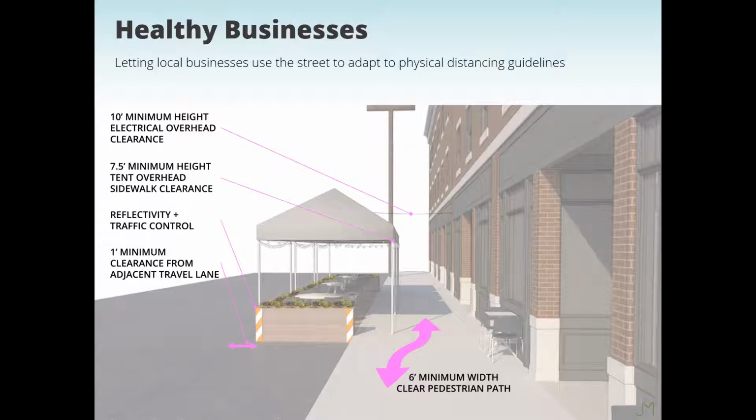One other thing to note with the tent legs, you want to make sure that your tent legs are not impeding that 6-foot minimum width that we have for the pedestrian zone. So keep that in mind when you're working on setup.